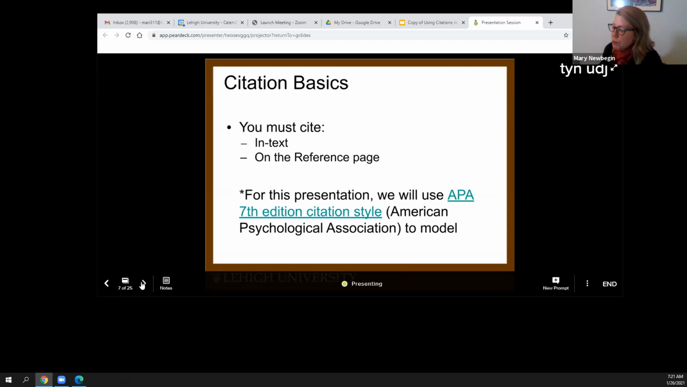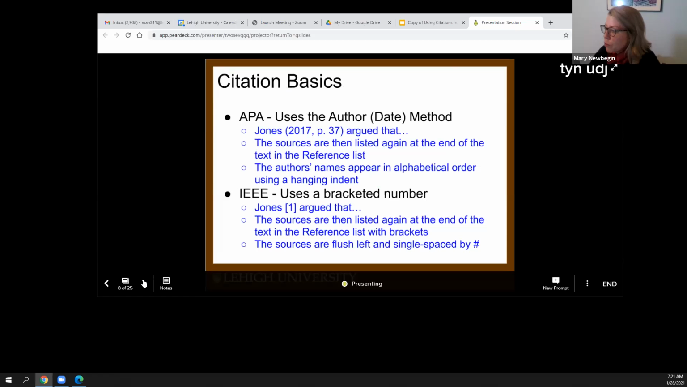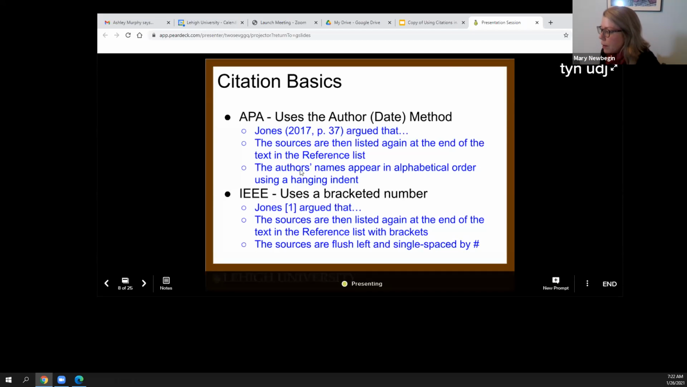For this presentation, we're using APA as a model. When Kayla and I write, we submit papers for conferences, or last year we were fortunate to have an article published. When we do that, we use APA. So here's some more basics. APA uses the author-date method. That means you've got the author's last name, and you've got the year and the page number. I can see there's a couple of questions in the chat, so we'll take a look at those in a moment. And then I have my reporting verb, argued that.